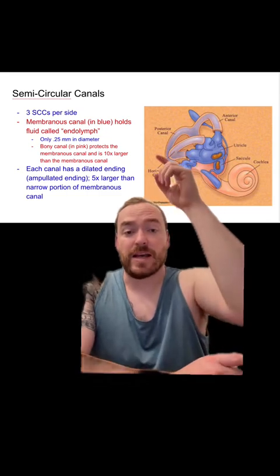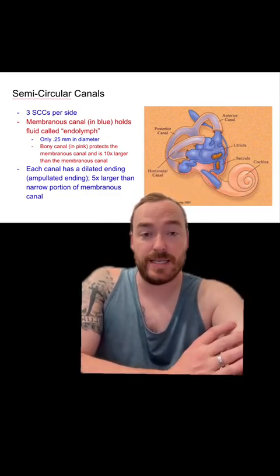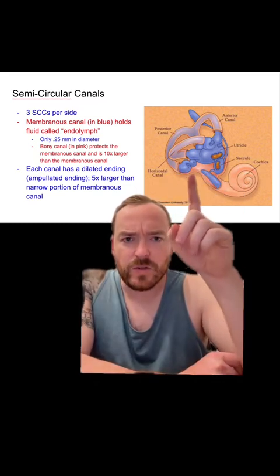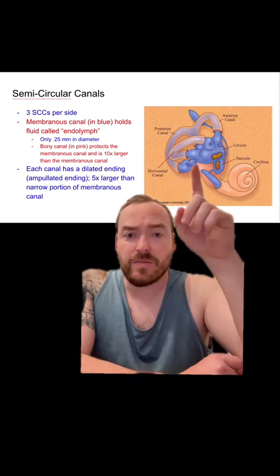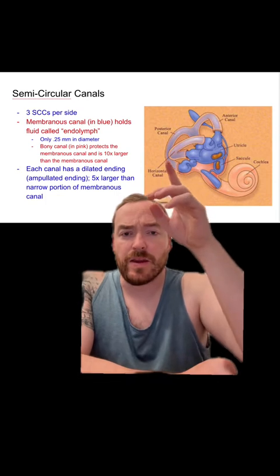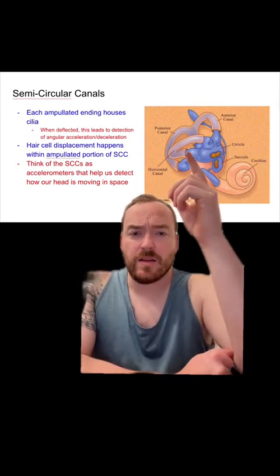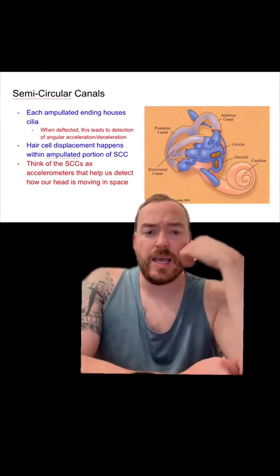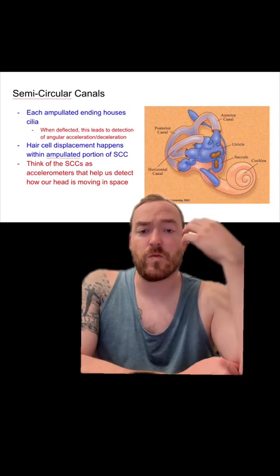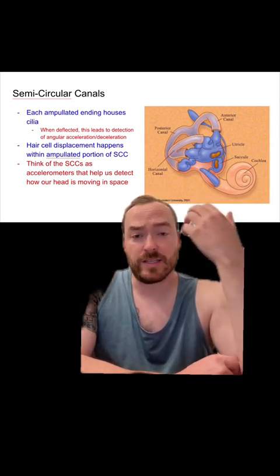Now, the bony canal is about 10 times larger in diameter, and so it's very effective at protecting the membranous portion. At the end of each canal, you have what's called an ampulated portion. It's just a dilated portion that is 5 times larger than the narrow portion of the semicircular canal. So in each ampulated ending, there are cilia, and it's the deflection of this cilia that actually leads to our brain recognizing the sensation of angular acceleration or deceleration.